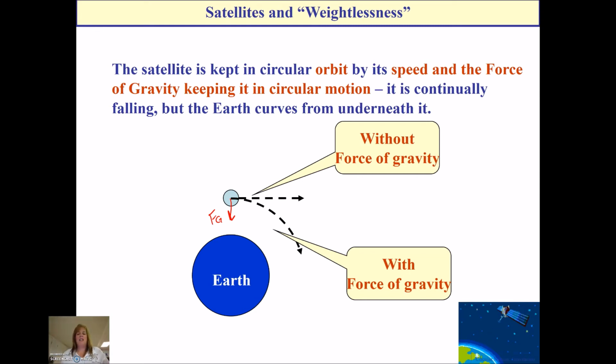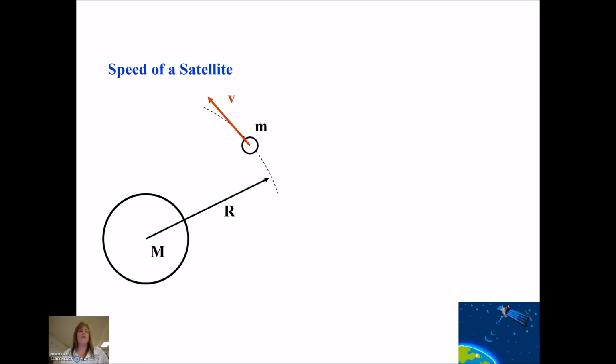So let's take a look at how to find out what the critical speed of a satellite is. Here we have our satellite that's moving with some speed v around the Earth. And we have our force of gravity equation, Newton's universal law: big mass, the mass of the planet, times my little mass, the thing that's orbiting the planet, divided by their distance squared.